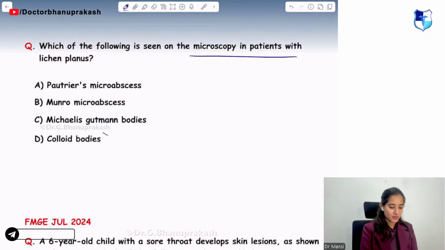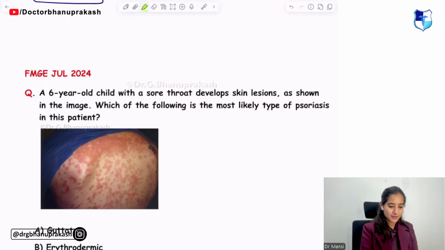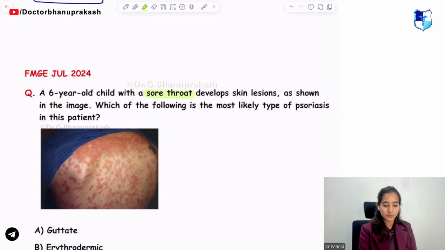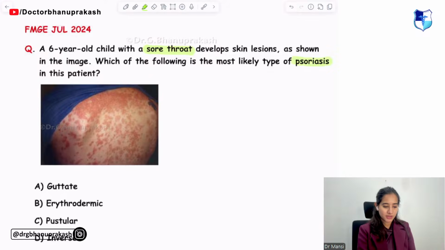Bhuvan, it's right. It's colloid bodies. Okay, that's right. Then we have a 6-year-old child with a sore throat. Look for sore throat, some infection history. Which of the following is the most likely type of psoriasis which is present in this patient?